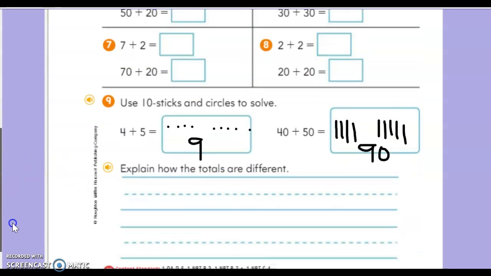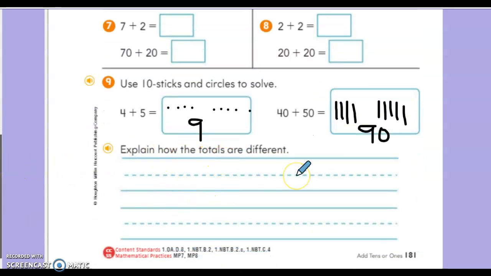Good. And if you're at home, you can just talk about this. If you want to write it, you can, but talk about how these totals are different. How is 9 different than 90?